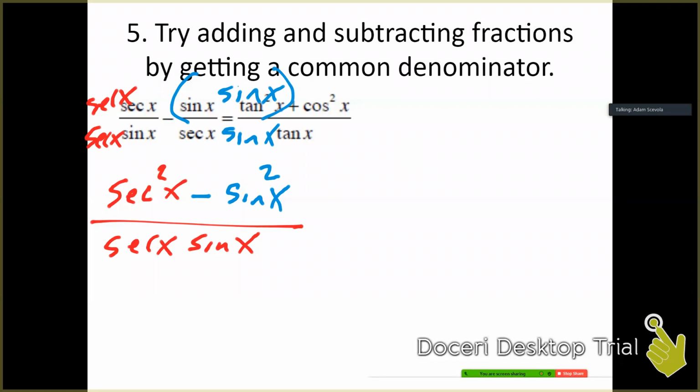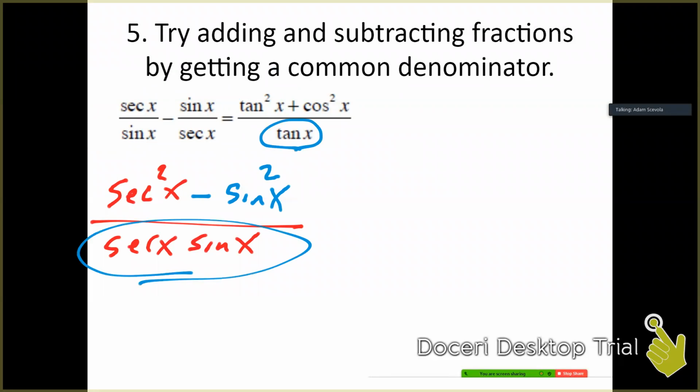All right, cool. Now we look at the right side, and we see, all right, what could we do to make this look more like that? Now the denominator on the right is tangent. So let's see if this denominator is also tangent. Well, secant, now if I had more room on my paper, I would just rewrite this entire step. But because I don't have room, I'm going to do some work and then erase it. You should not do that. You should write out every step. All right, I'm just doing it because I don't have paper.